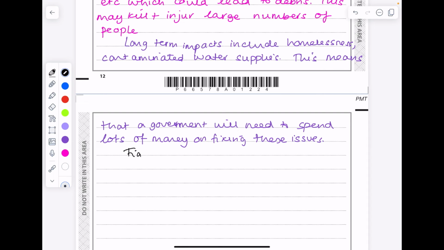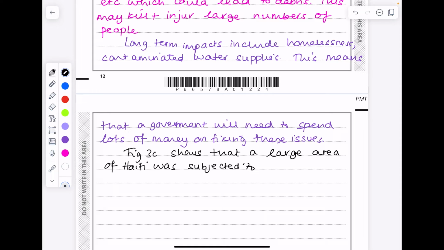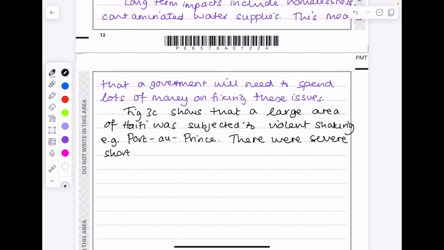So figure 3C shows that a large area of Haiti was subjected to violent shaking, e.g. Port-au-Prince. There were severe short-term impacts, and we're going to list how many people died. 220,000 people died, and 300,000 people were injured.